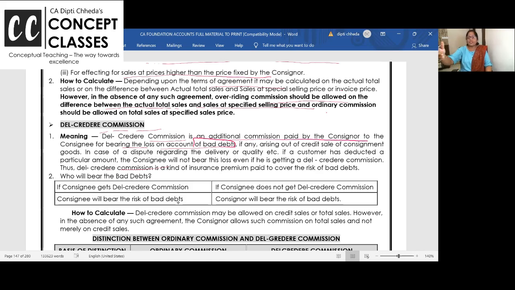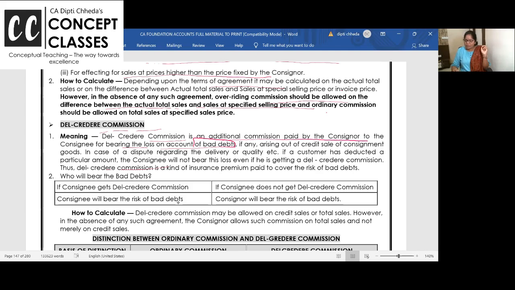So if you sell to a third party on my behalf on credit, or बाद में if there is a bad debt, where do I go and search those parties? I don't know. You as an agent know them. So I'm saying take a little extra commission, but bad debt is your responsibility. I want my full money. If there is no bad debt, still you keep the extra commission. Del credere commission is given so that all the responsibility of the bad debt is of the consignee.